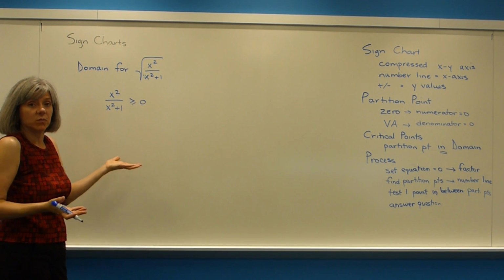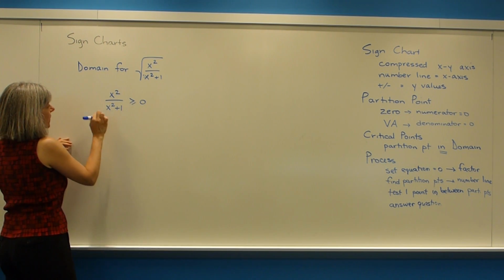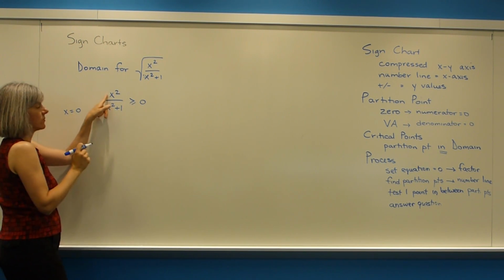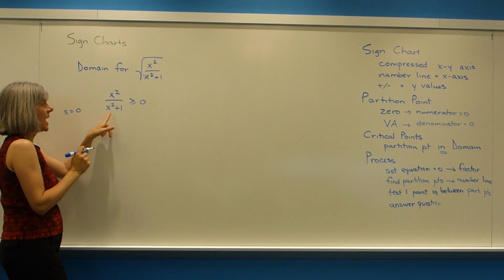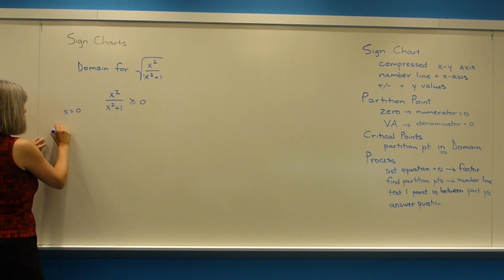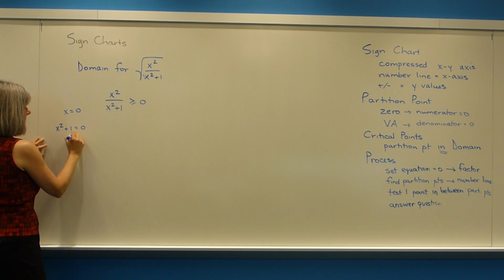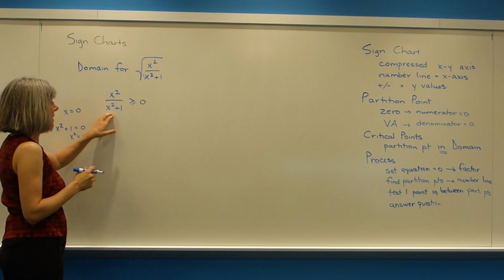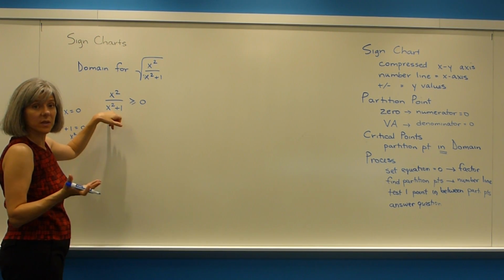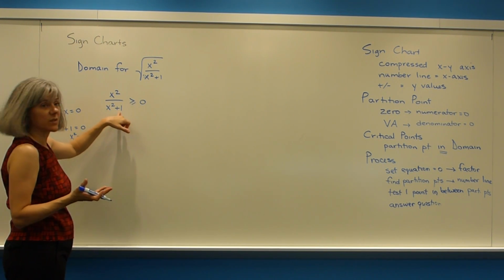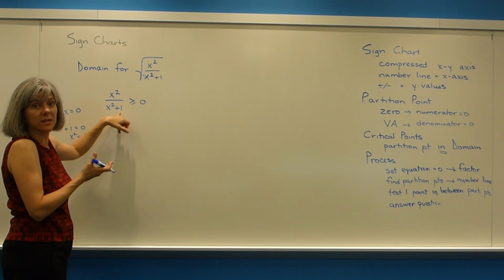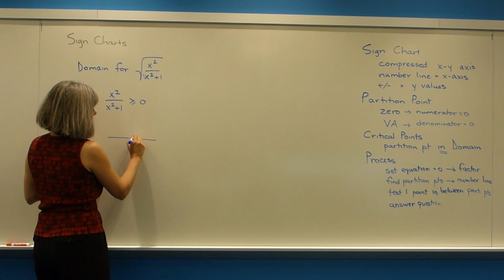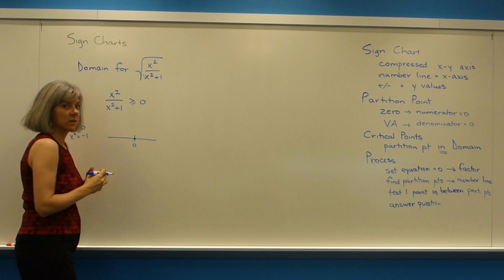Perfect for sign charts. We're ready to go. So what do we know? We know we need to find partition points. We know that x equals 0 is the 0 of the numerator. What about the denominator, x squared plus 1? Not a real number. And we know that because when you square something it becomes non-negative. Non-negative plus 1 is, there's no way to get a negative number out of this. That means there's nowhere for it to hit 0. Okay, so that means all we need to put on is this point at 0.